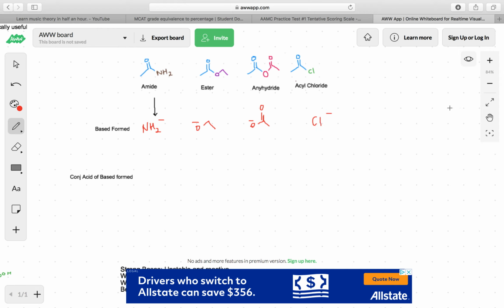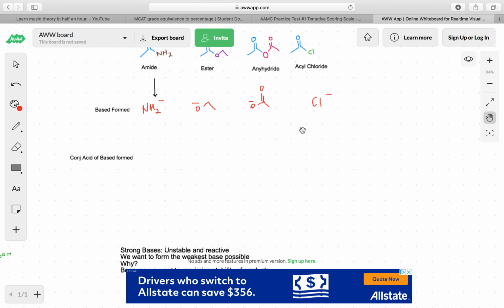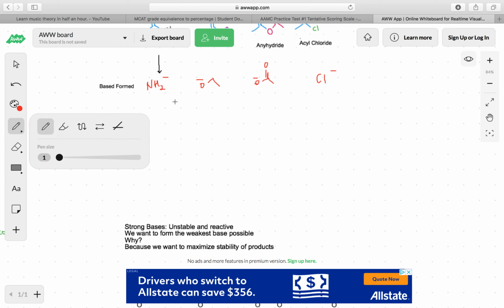So in order to assess, we want to figure out which one of these is the most stable. We can't do that looking at the bases. It's not that easy. So let's convert it to its conjugate acid first. So for the conjugate acid, you just add on a proton and add one charge. So you add one proton and you make this neutral. So you're going to get NH3 here. You're going to get ethanol here, acetic acid, and you're going to get hydrochloric acid here.